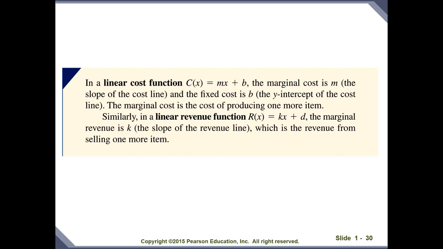So if I make 100 items at $10 and the cost is $10 per item, it's going to cost me $10 more to make the 101st item. If I make 1,000 items at $10 per item, it's going to cost me $10 to make the 1,001st item.